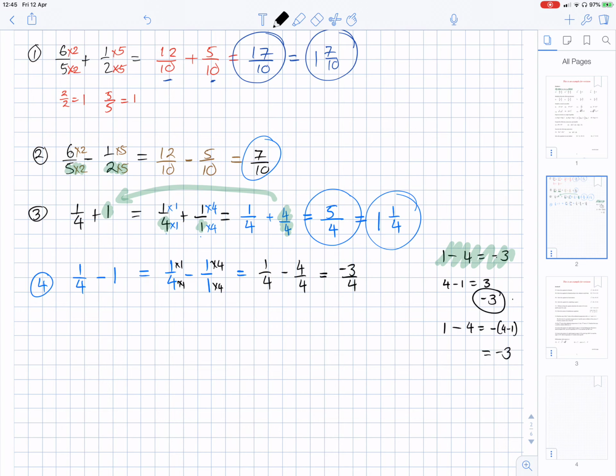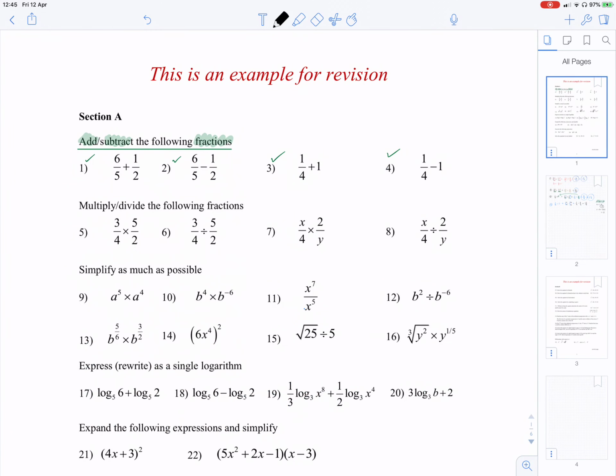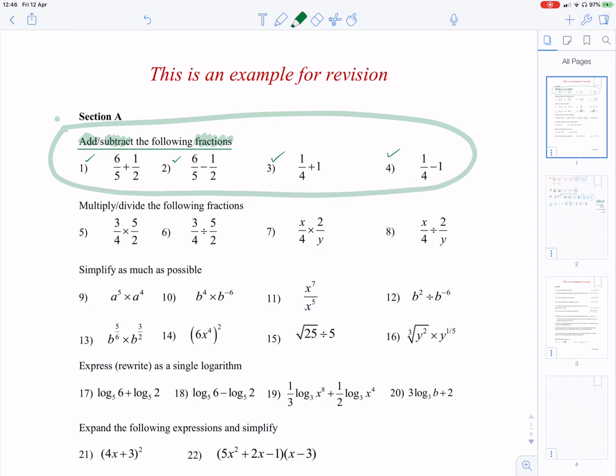Okay, so I think we're going to leave it. I'm going to leave it here. So we've just done only these here. And now I'm going to do another video to look at multiplying and dividing fractions.